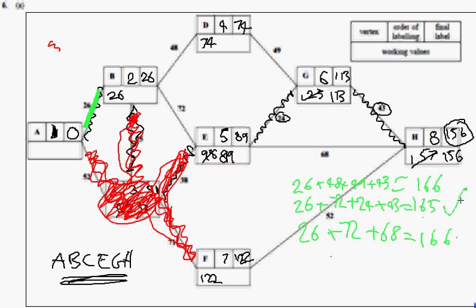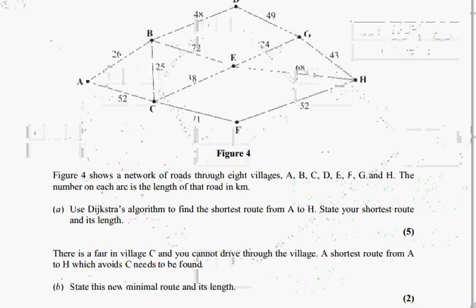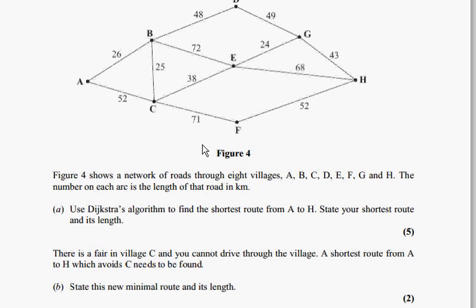So it seems to me 165 is the best route, and that was A, B, E, G, H. So there you kind of have to abandon the algorithm a bit and just use a bit of common sense. But if they ask you this kind of thing, it will always be very few possibilities, or there will always be some fairly clear way of doing it. So there we go. That's the Dijkstra's question from 2009 D1 paper. Hope you found it useful.